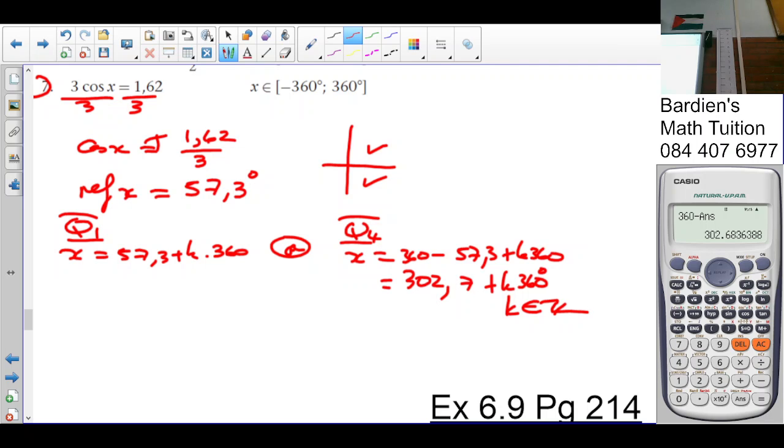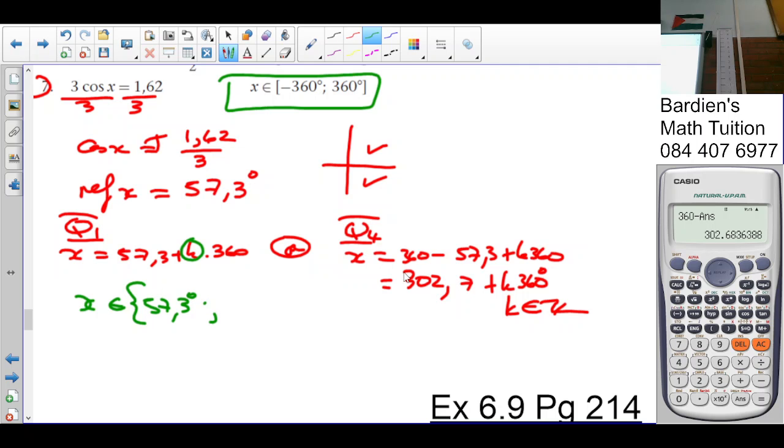Right, so what do we do from here? We need to list because it's a restricted domain there. So x is an element of. Start listing. Put 0 in here, I'm going to get 57,3. Put 1 in, so it will be outside. Put negative 1 in, I get negative 302,7. Is that correct? Right. Put negative 2 in, it is way out.